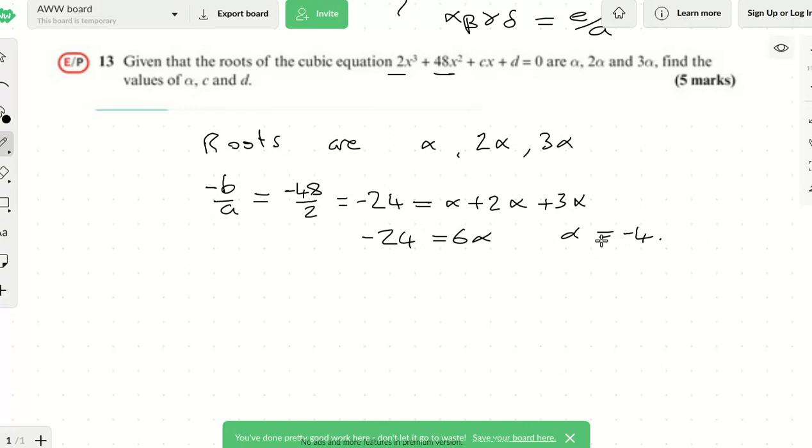Lovely. I've worked out all the roots now. I know all the roots. That means I could do the rest of the question, but I might as well keep using this idea though.